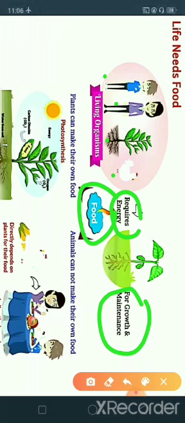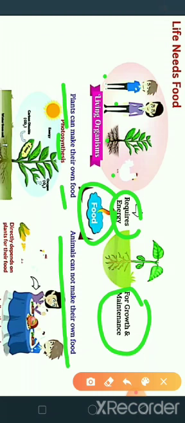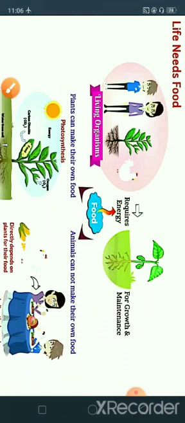You must be knowing that plants can make their own food with the help of photosynthesis. It is a process carried out by plants to prepare their own food. Now, on the other hand, animals cannot make their own food. We human beings and other animals directly or indirectly depend on plants for their food.